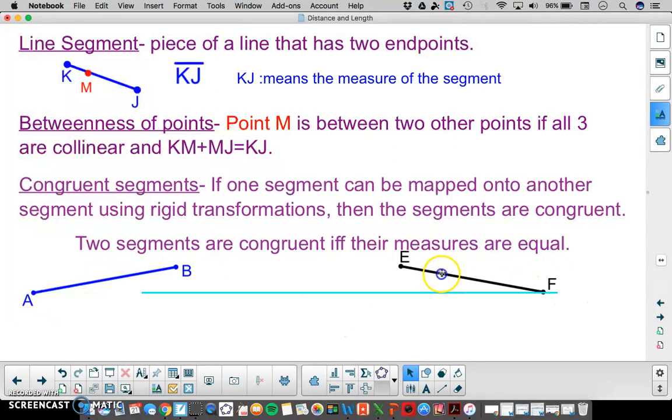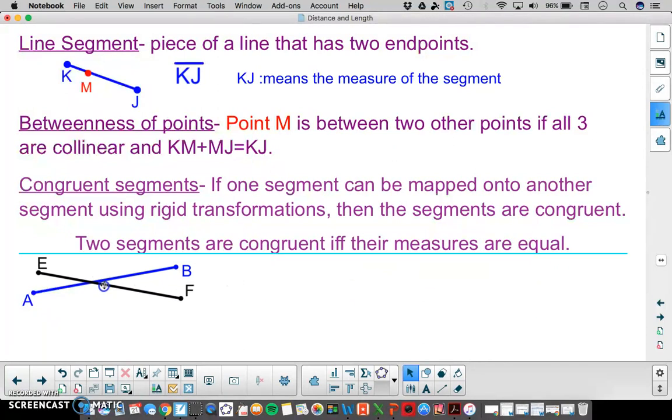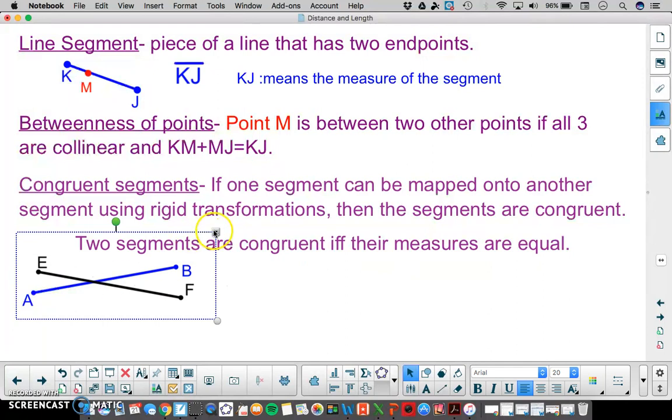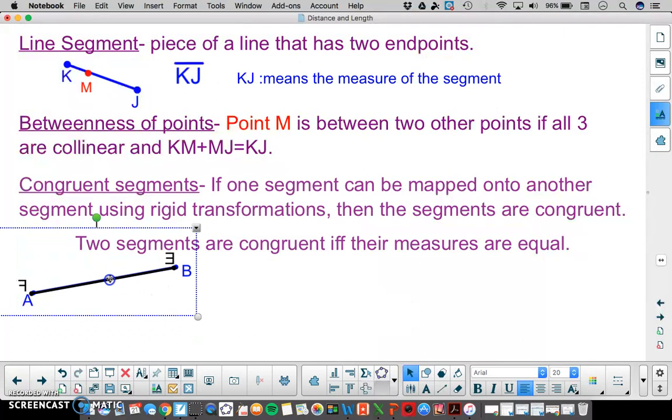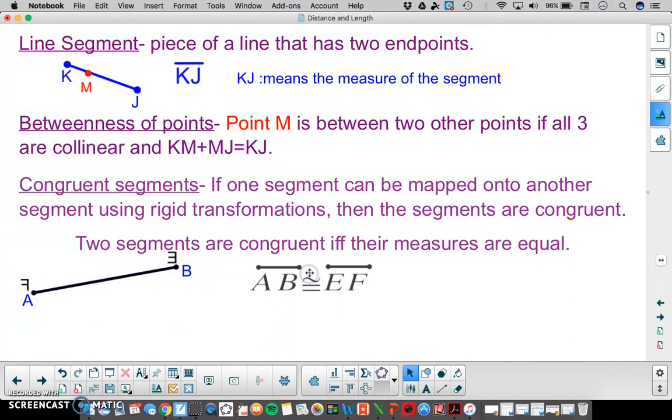So if I were to translate EF over and flip it, notice I can map that segment directly onto AB and the endpoints line up, therefore they are congruent. So we can say that these segments have equal measure. The way we would represent that symbolically is we would say segment AB is congruent to segment EF.